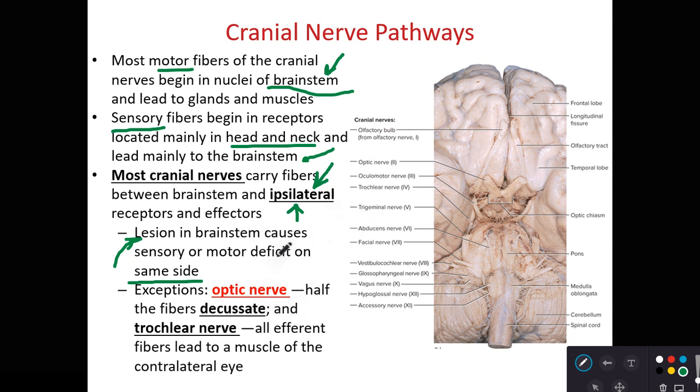There are some exceptions, though. The optic nerve has half of its fibers decussate from the left to the right, and the trochlear nerve is going to have all of its efferent fibers, all of its motor fibers, lead to muscles of the opposite or contralateral eye.